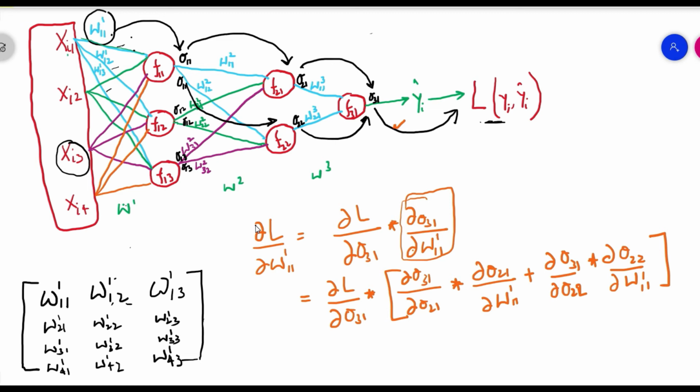So ∂O31, the rate of change of O31 with respect to W111, can be given as the rate of change of O31 with respect to O21, that is this part, multiplied by the rate of change of O21 with respect to W111. Okay, and then we have summed this with the rate of change of O31 with respect to O22 multiplied by the rate of change of O22 with respect to W111. So this can be further broken down.